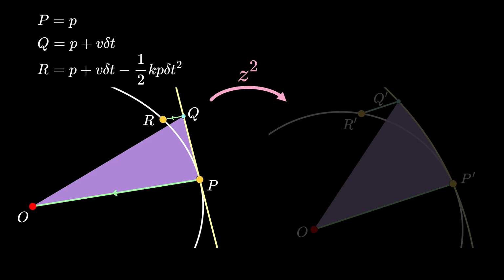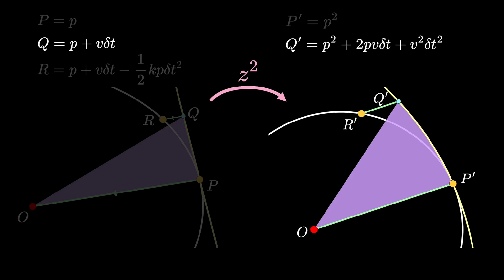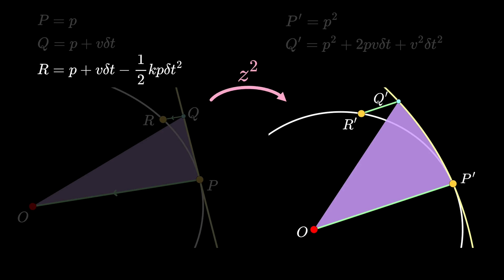We then try to square this whole setup, so we just square the numbers associated with p, q, and r. The point p prime is now little p squared. The point q prime is now the square of q, which is calculated to be p squared plus 2pv delta t plus v squared delta t squared. Finally, we square r, but only collect all the terms up to the second order, and this is the result.